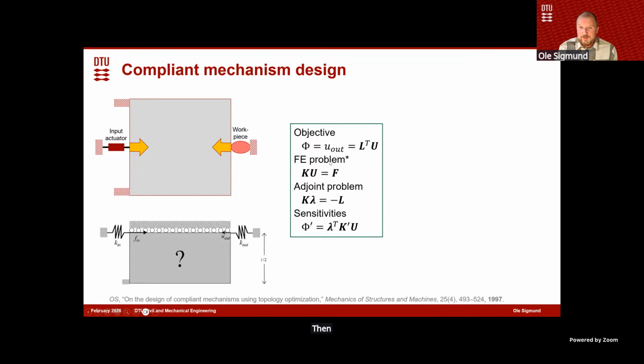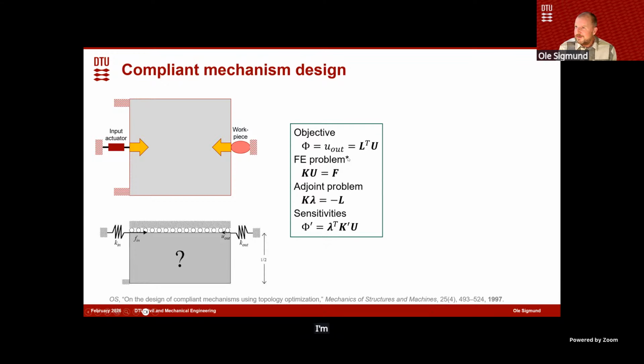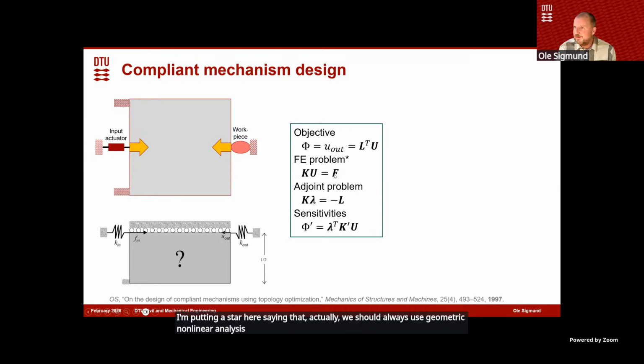Then we solve the usual finite element problem. So it's very much like before. We just add the two springs that we added for the inverter mechanism. I'm putting a star here saying that actually we should always use geometrically nonlinear analysis when we do mechanism design, but that's really not the main point here. So today I'm just going to assume it's a linear problem.